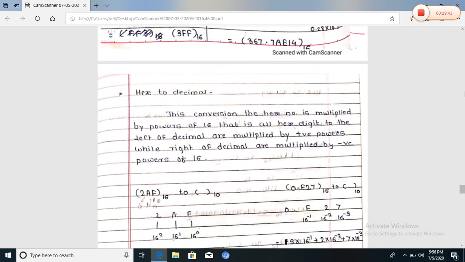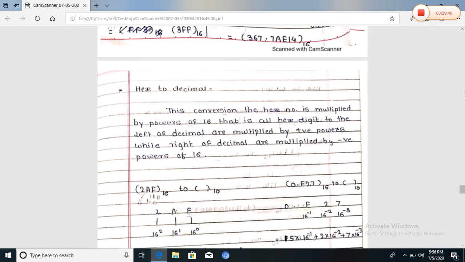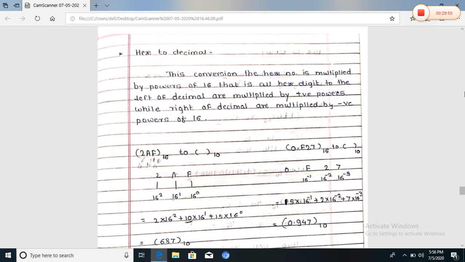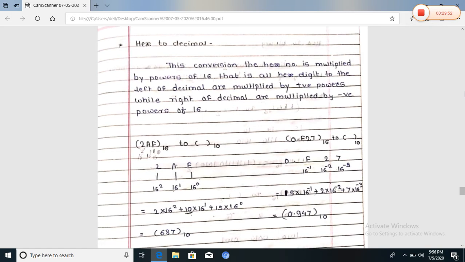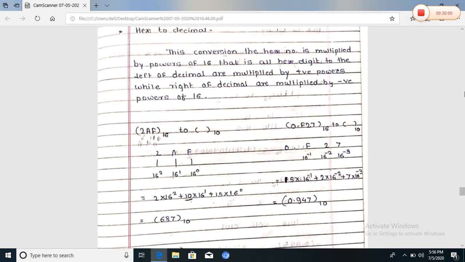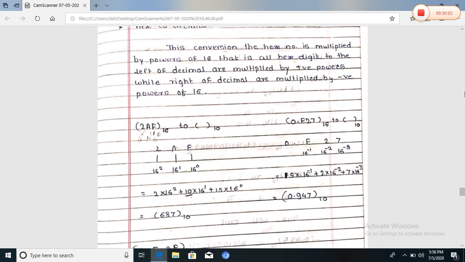Next number system, hexa to decimal. In hexa to decimal number system conversion, the hex number is multiplied by powers of 16. The digits on the left-hand side of the radix point are multiplied by positive powers, and the digits on the right-hand side of the decimal point are multiplied by negative powers of 16.